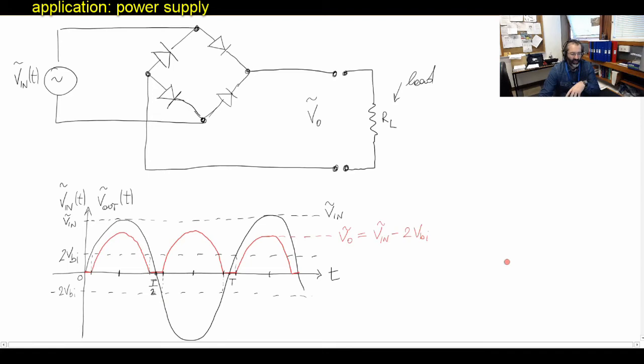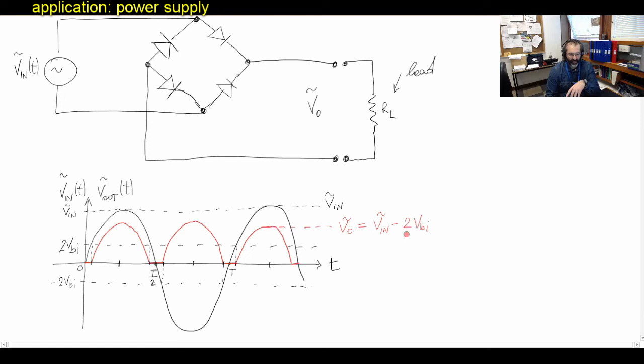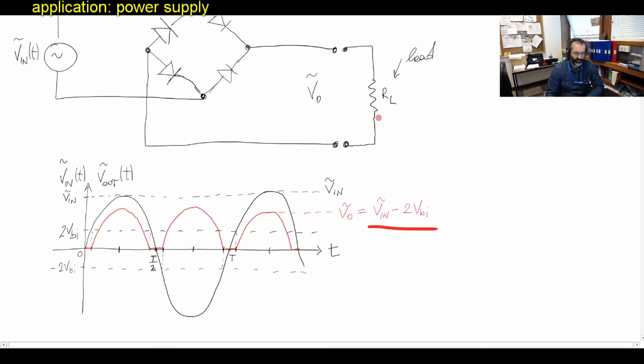So the output, as you can see, is Vin minus 2 VBI, because if you remember, no matter the direction of the current flowing through the diodes, the current will always pass through two PN junctions. This means that two PN junctions must be on. If two PN junctions are on, there are two VBI generators that come into play, and that's why the maximum output voltage on RL here is Vin minus 2 VBI.